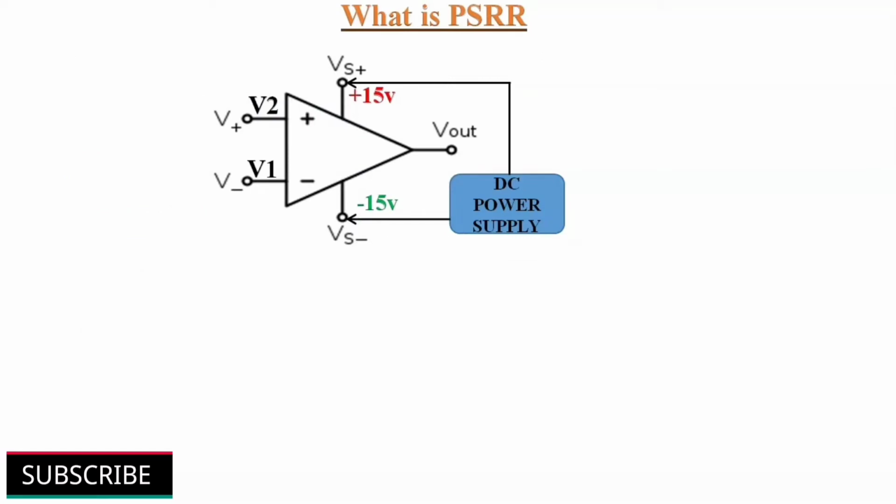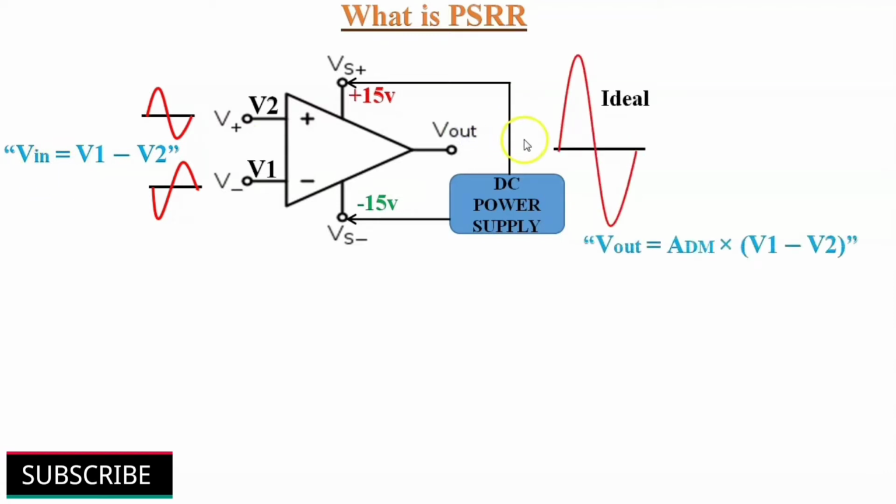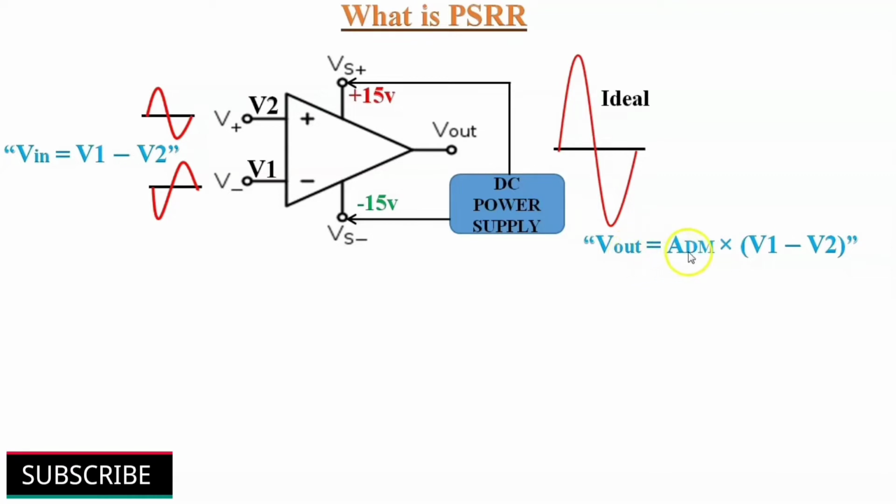First we will discuss what is power supply rejection ratio. Let's take an operational amplifier. Suppose we have applied a power supply of plus or minus 15 volts to its respective power terminals. Now we have applied a differential input signal at its inverting and non-inverting terminals. As we know, Vin is equal to V1 minus V2. So the operational amplifier amplifies the differential signals according to its differential gain, and our output Vout is equal to differential gain into Vin.